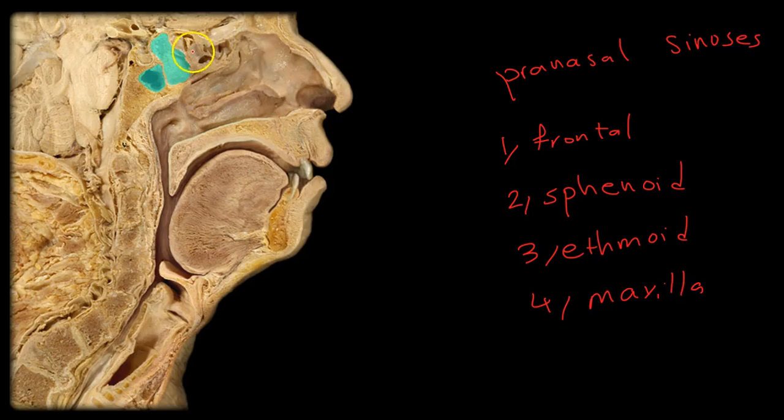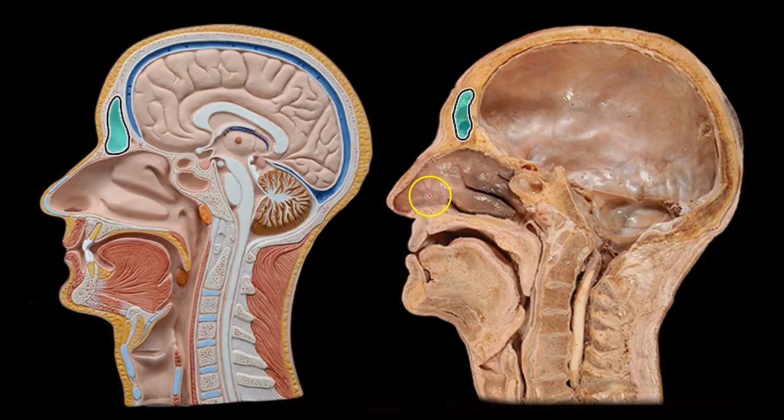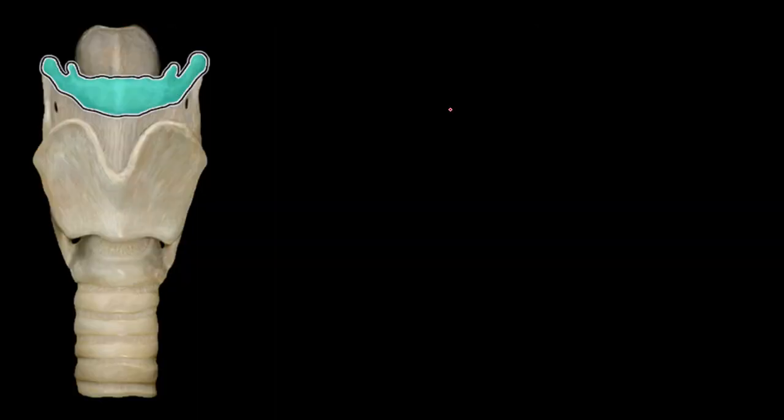So in this sagittal section of the head and neck, you can find the sphenoid sinus. So this is the sphenoid sinus. And in this picture, as you can see, this is a frontal sinus found in the frontal bone. Okay.